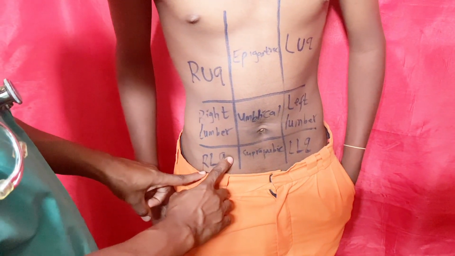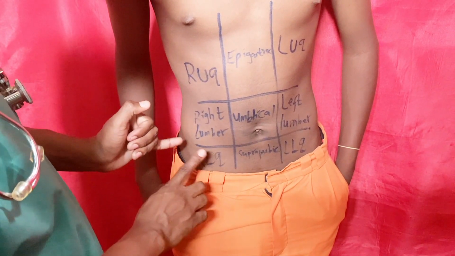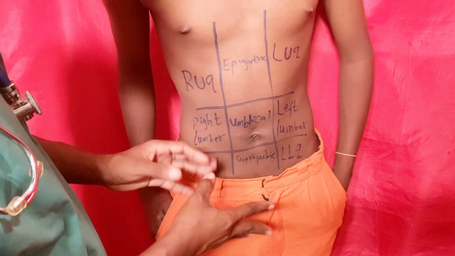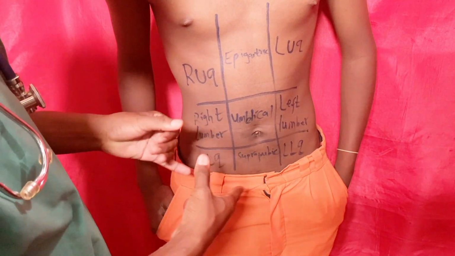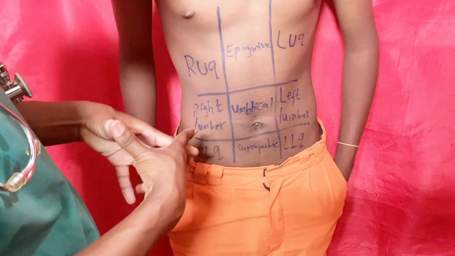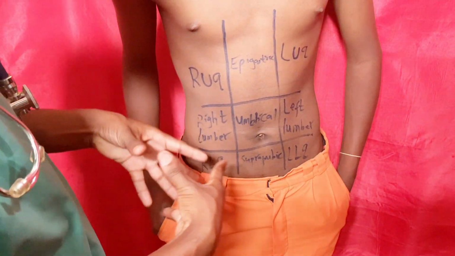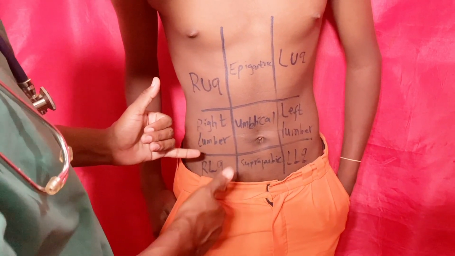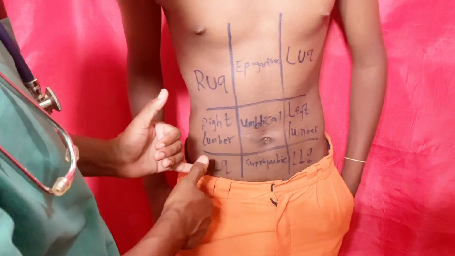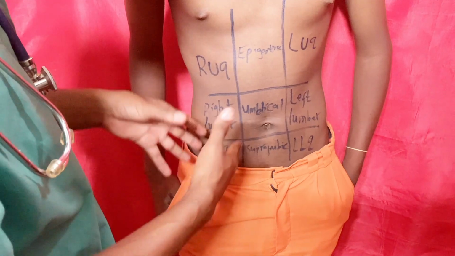Okay, we also have the right lower quadrant. In the right lower quadrant, the organs involved include the appendix, the colon, and the ovary, or maybe the fallopian tube or uterus in women. So you may have conditions like appendicitis, that is inflammation of the appendix, colitis, that is inflammation of the colon, or maybe endometriosis, PID, that is pelvic inflammatory disease, or maybe STI, that is sexually transmitted infections.